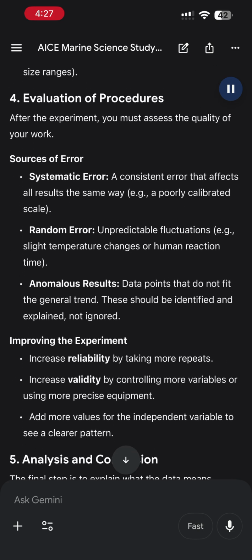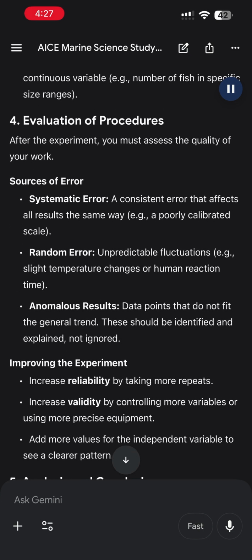4. Evaluation of procedures. After the experiment, you must assess the quality of your work. Sources of error. Systematic error, a consistent error that affects all results the same way, e.g., a poorly calibrated scale. Random error, unpredictable fluctuations, e.g., slight temperature changes or human reaction time. Anomalous results, data points that do not fit the general trend. These should be identified and explained, not ignored. Improving the experiment. Increase reliability by taking more repeats. Increase validity by controlling more variables or using more precise equipment. Add more values for the independent variable to see a clearer pattern.